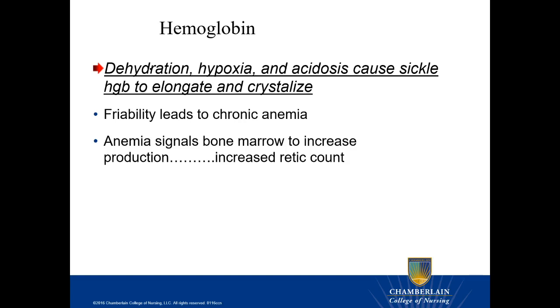Dehydration, hypoxia, acidosis cause the sickle hemoglobin to elongate and crystallize. They become very friable, as you saw in the picture. They hemolyze, and we have chronic anemia as a result. The bone marrow says, hey, there's anemia, you need more oxygen. Boom, we have retics.